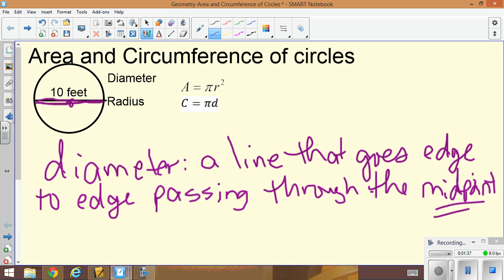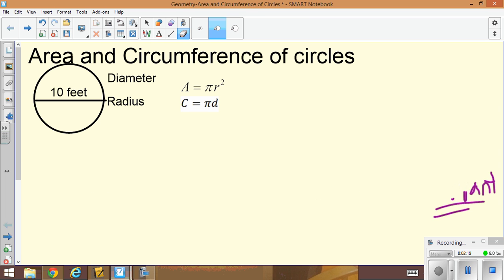The midpoint is the point in the center. So I can draw a line that goes edge to edge, like this purple one that I just drew, but that's not a diameter because it didn't pass through this center point. So I can draw another diameter, going from edge through the center to the other edge. As long as I pass through that center point and go edge to edge, I'm considered a diameter. So all of these red lines are called diameters. I know it's not that neat, I'm sorry, because I'm doing it freehand.